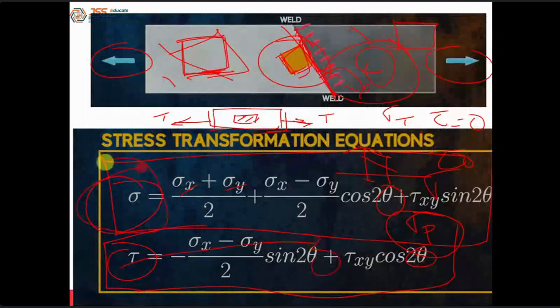Then I will know that at that particular plane the shear stress becomes 0 and only the maximum principal stress will be there, and that plane is called the principal plane. So what happens here now, this becomes more tedious.